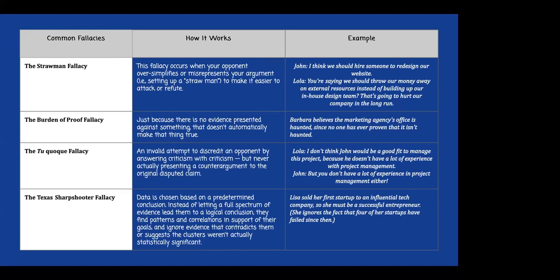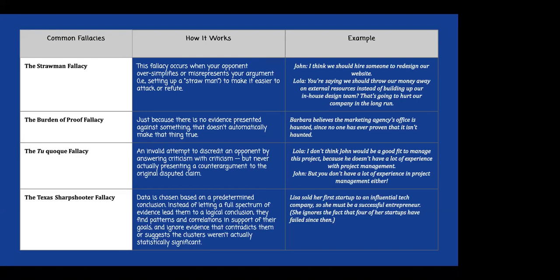Now, the next one, burden of proof. Ms. Lucas talked about that a little bit earlier. Just because there's no evidence presented, that doesn't make it true. Just because you don't have the evidence, just because nobody's saying it isn't a thing, that doesn't mean it is. You have to have evidence for both ways, the burden of proof for both ways.